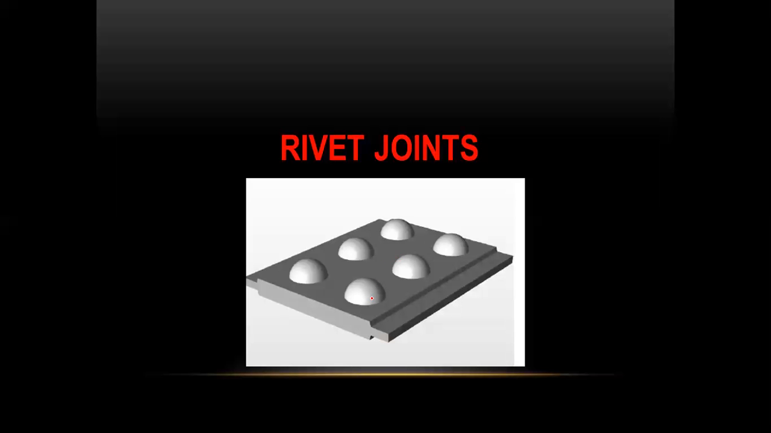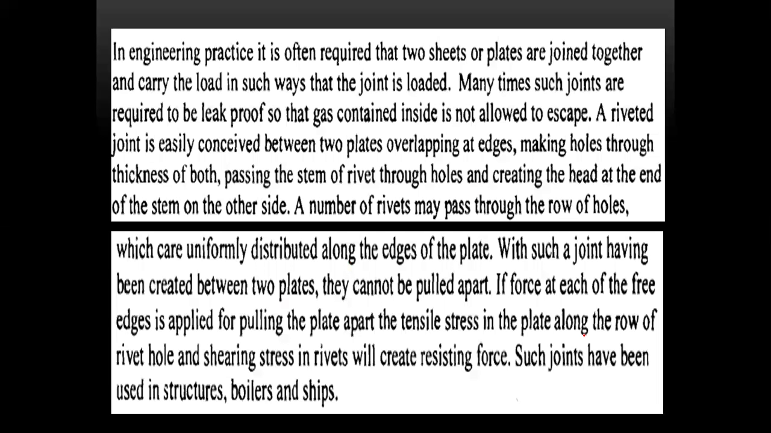We have already drawn the figures in machine drawing. This is part 1, part 2, part 3, part 4. These are the four plates which are riveted with rivet 1, 2, 3, 4, 5, 6. So these are the six rivets placed and riveted on these four plates. We will discuss in more depth.